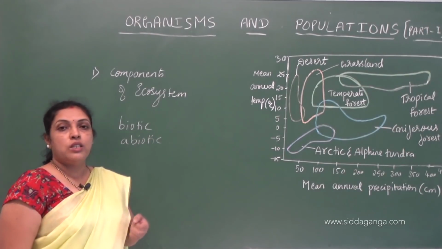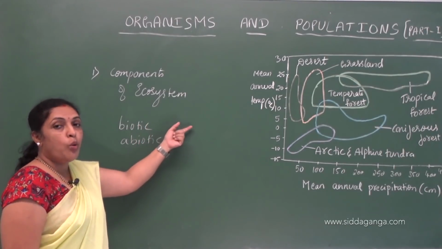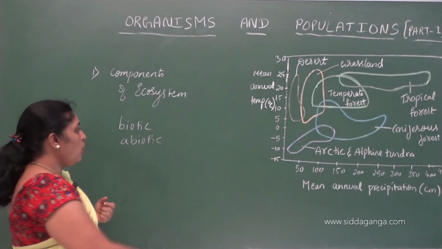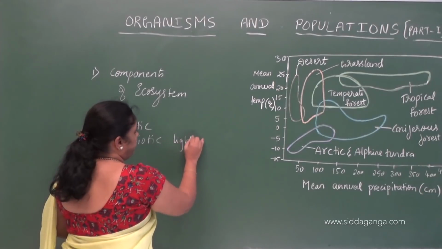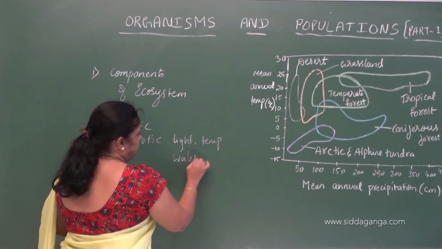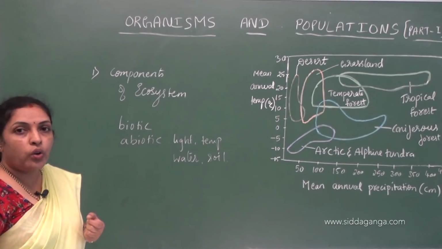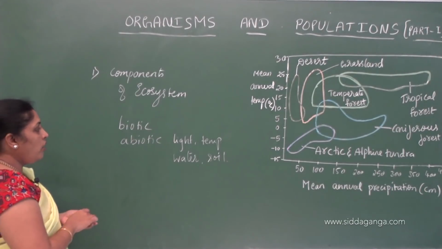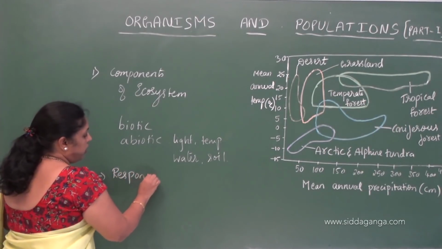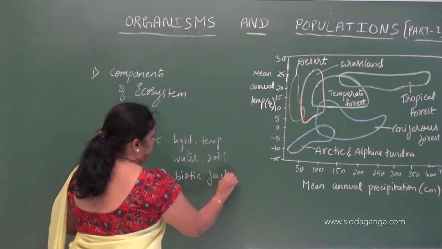Biotic factors, that is organisms. We are going to study biotic factors under the organism, population and community levels. And abiotic components include light, temperature, water and soil. So these we are going to study under abiotic factors. And again we are going to study the response of biotic factors to abiotic factors.